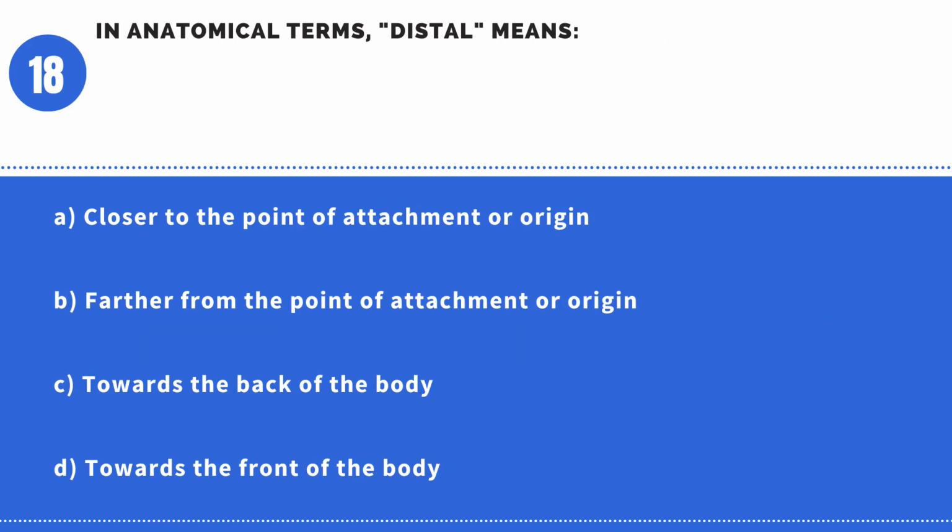Question 18. In anatomical terms, distal means A. Closer to the point of attachment or origin. B. Farther from the point of attachment or origin. C. Towards the back of the body. D. Towards the front of the body.